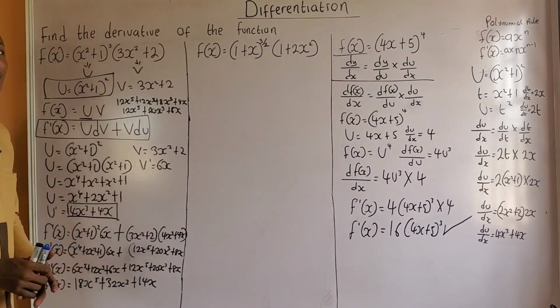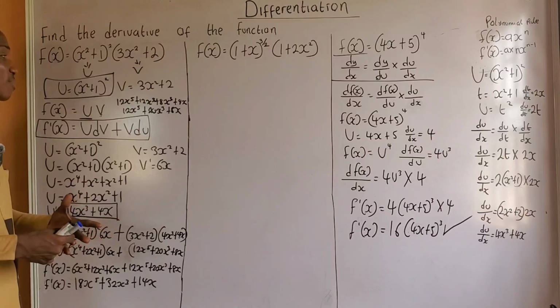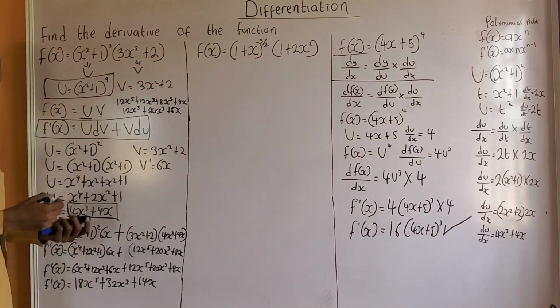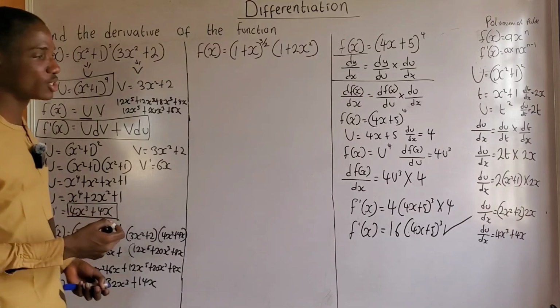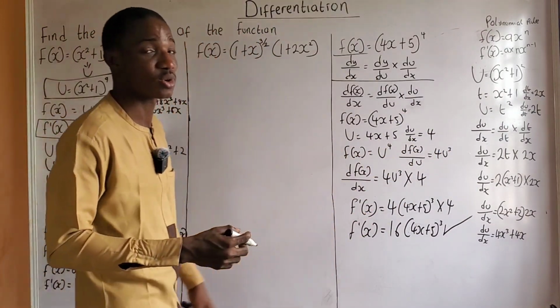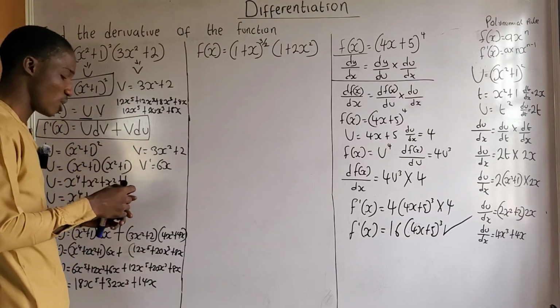So the reason why I'm emphasizing on this is because you might have a function that you will not be able to expand. For example, let's say the power to which this function is raised to is 9. Are you going to be expanding? No. You employ this rule directly. Use chain rule directly. Do you understand? Because expansion sometimes can be tedious. So I'm just emphasizing on that to help you to comprehend it.